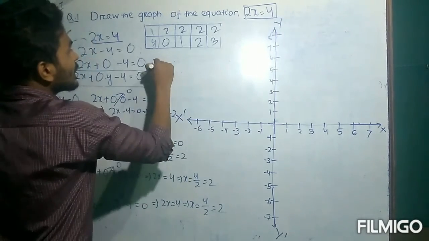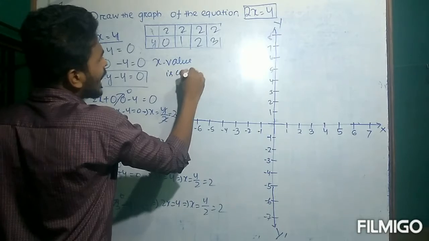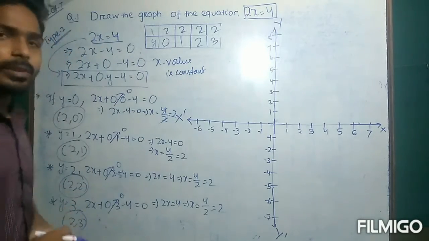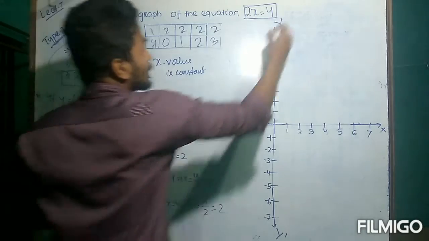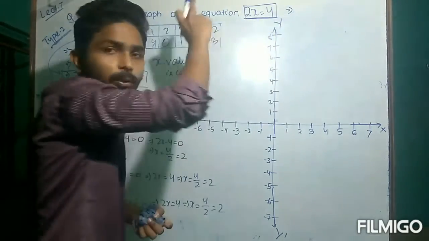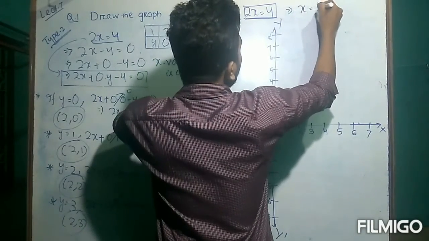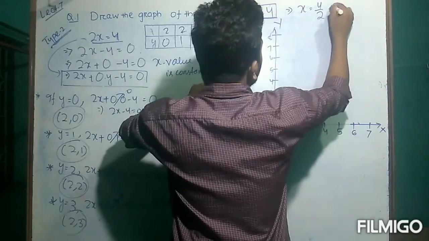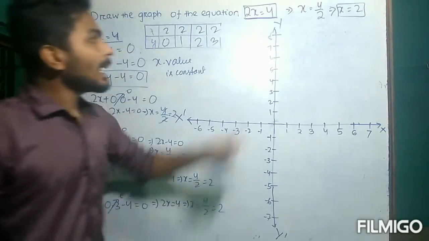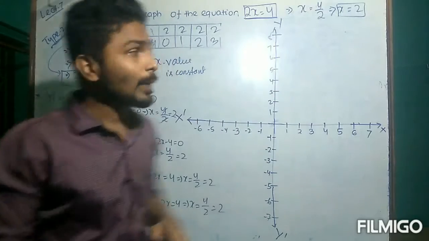So write it. Whose value is constant? The x value is constant. How can you know that the x value is constant without putting different values of y? See, one thing you can do here. In this equation, you will solve for x. So you will find x is equal to 4 by 2, which implies x is equal to 2. So here you get x is equal to 2. That means the x value is always fixed. And what is that?